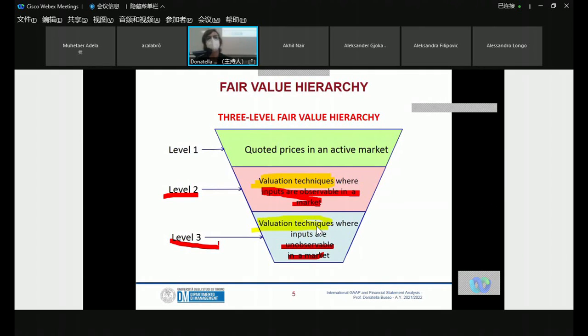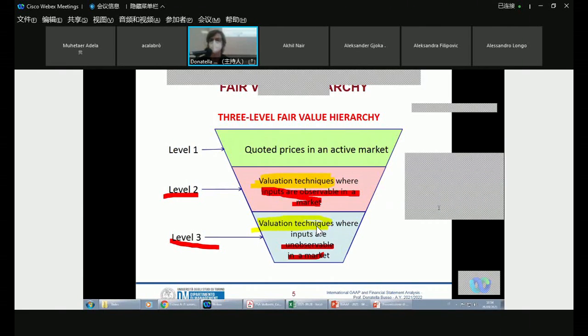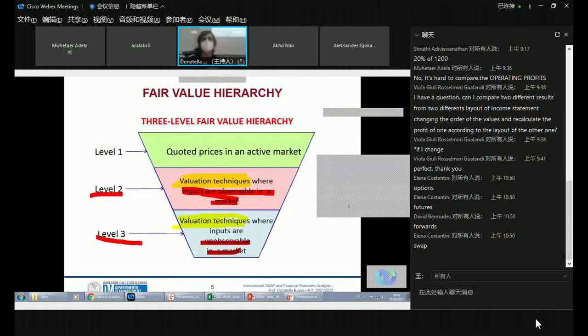Suppose that a company has to determine the fair value of a financial instrument. For example, a derivative. Could you please give me some example of derivative? Options. Okay, Elena. Futures, forwards, swaps, financial instruments based on foreign currencies, interest rate, commodity price, and so on.